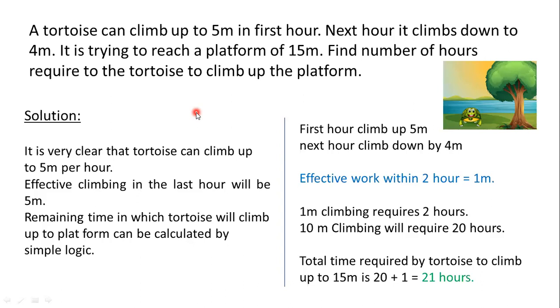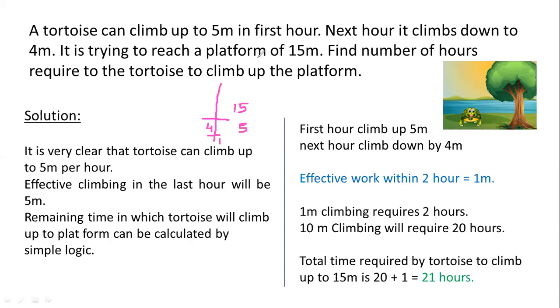See, there is one platform of 15 meter. Let us imagine a platform of 15 meter. See, I will show. Let's say there is one platform of 15 meter. Okay, this is what, 15 meter. Okay, now in the first hour, let's say it is climbing up to this, up to 5 meter in the first hour. Lekin next hour, that means second hour mein wo kitna niche aa raha hai by 4 meter. That means effective climbing kitna hai uska? Only 1 meter. Okay, so this is the logic we have to use.